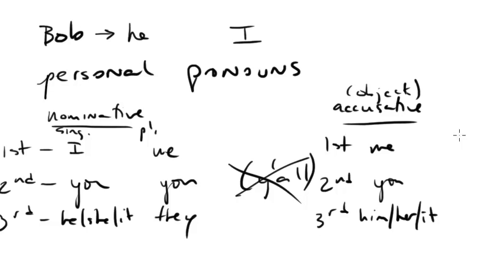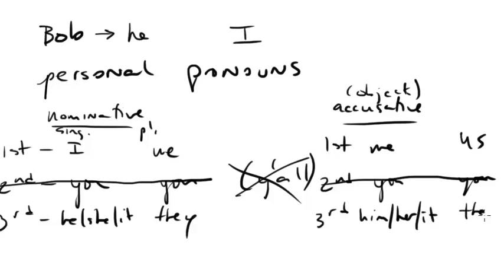How about first person plural? He hit us, not we. You, again, stays the same. So you can tell that really second person we don't really care about, and they're not really going to test that because there's nothing to test. It always stays the same. And then finally, he hit them.